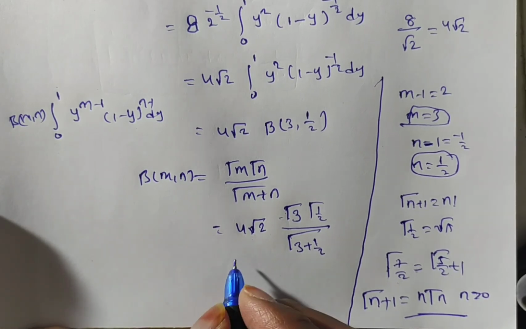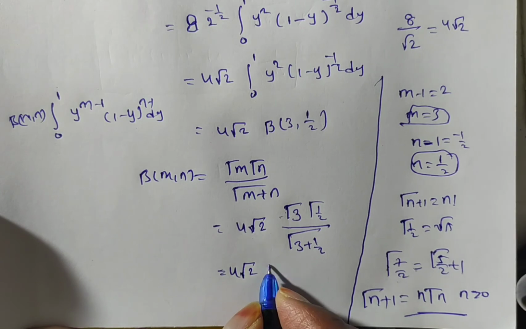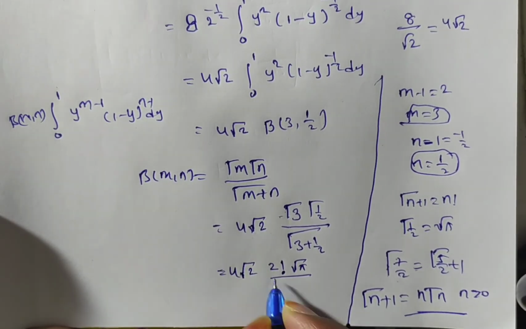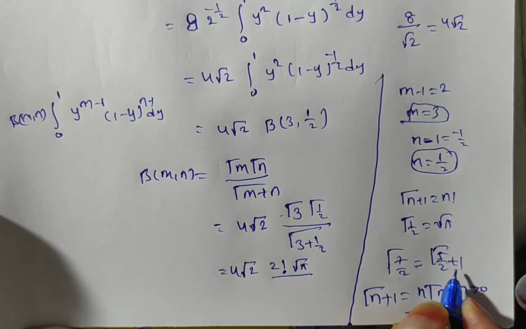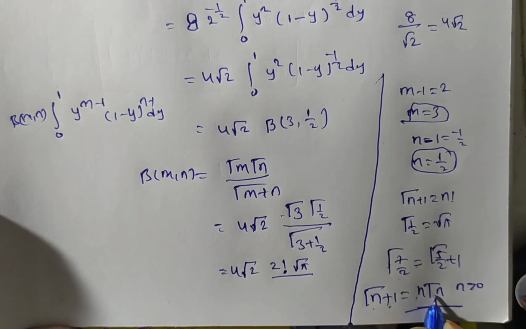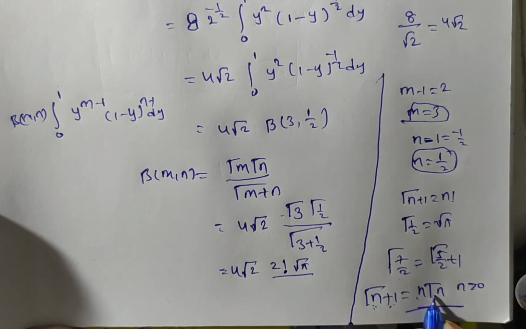Now, you see this is 4 square root 2 times gamma 3, which is nothing but 2 factorial. Gamma 1 by 2 is nothing but root pi. This is gamma 7 by 2. How are you expressing 7 by 2? Gamma of 5 by 2 plus 1. Now it is in the form of gamma 5 by 2 plus 1, so what can you get? 5 by 2 into gamma 5 by 2. Similarly, gamma 5 by 2 you can get as 3 by 2 plus 1, that is 3 by 2 into gamma 3 by 2.